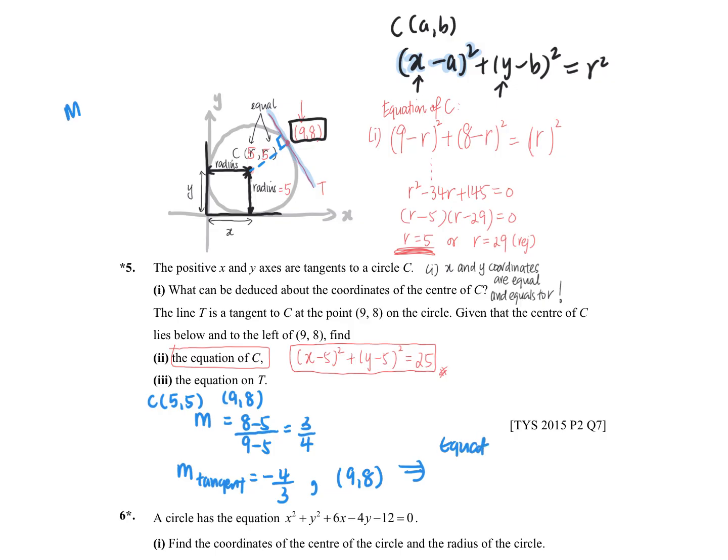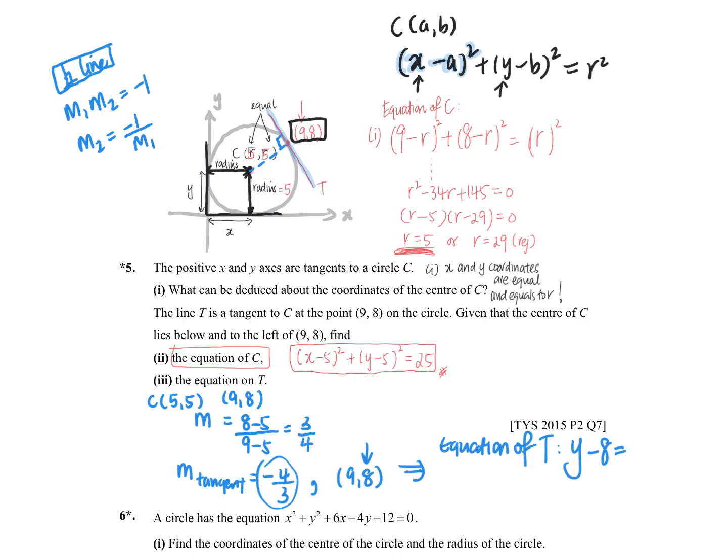Because remember, M1 M2 is negative 1. So if I want to find the other gradient, it's negative 1 divided by my first gradient. So negative 1 divided by this will give you this. Oh, because I remember the perpendicular line, yes. This one is the perpendicular line property. Okay, so the equation of T would then be y minus 8 equal to gradient times x minus the x. So you go and expand everything out, you will end up having this as your equation.